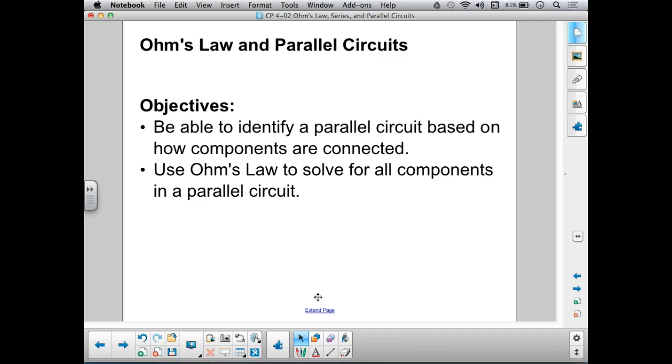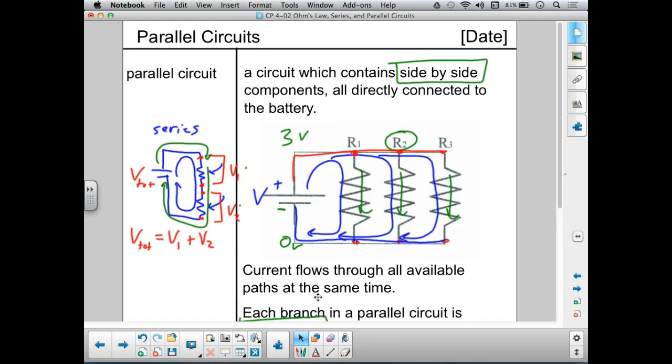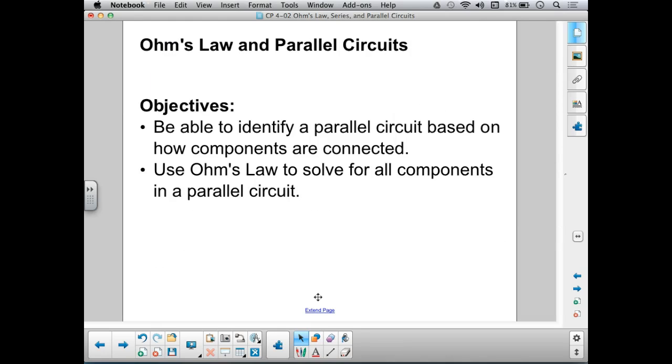Back to our objectives. You should be able to identify a parallel circuit based on how components are connected. So if I showed you a circuit that has components side by side, you would know that that is a parallel circuit. Then you should be able to use the 3-step method that we discussed to apply Ohm's law and solve for all components in a parallel circuit. Solve for all components means, can you find the voltage across each component? Do you know the resistance of each component? And do you know the current through each component? You know all three of those variables for every single component. If you can do that, you're good.